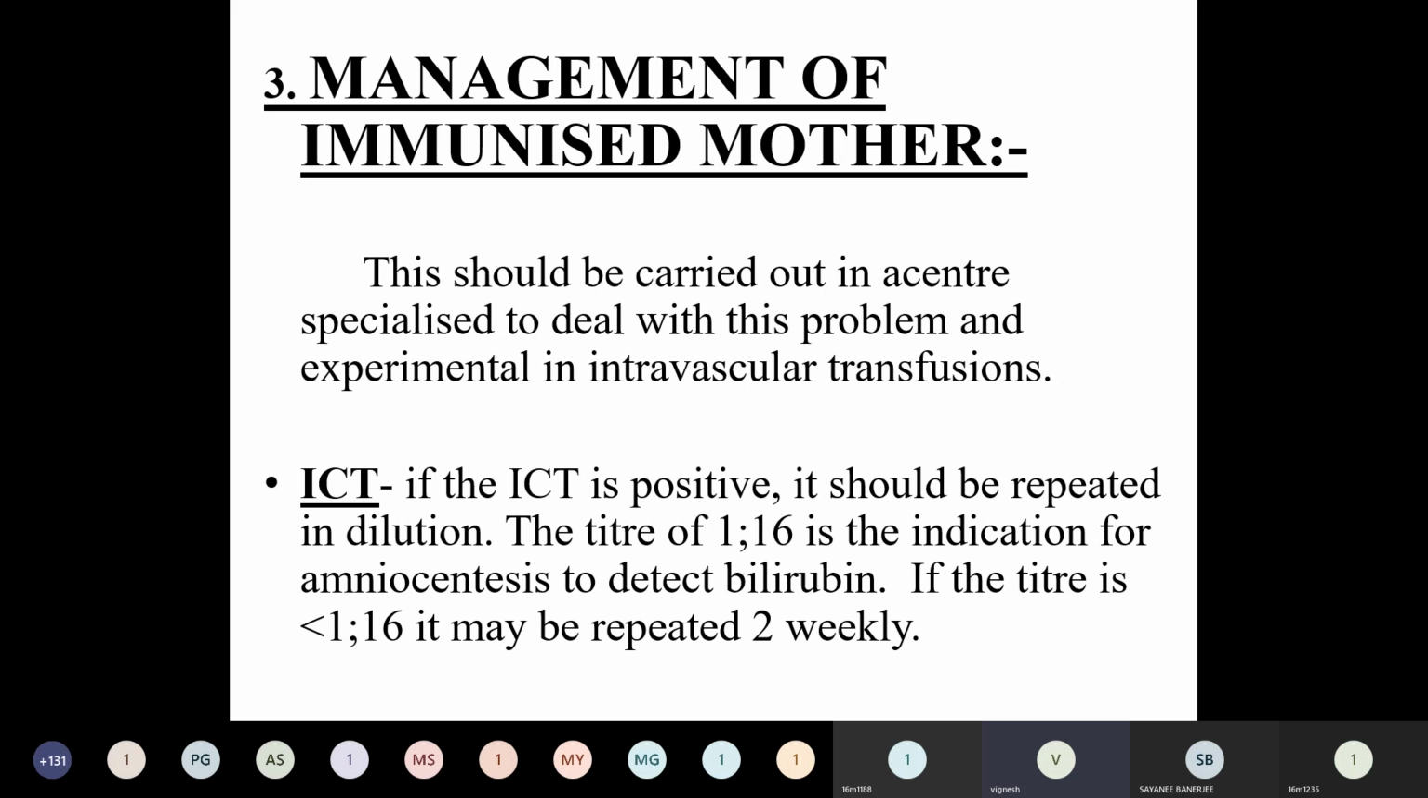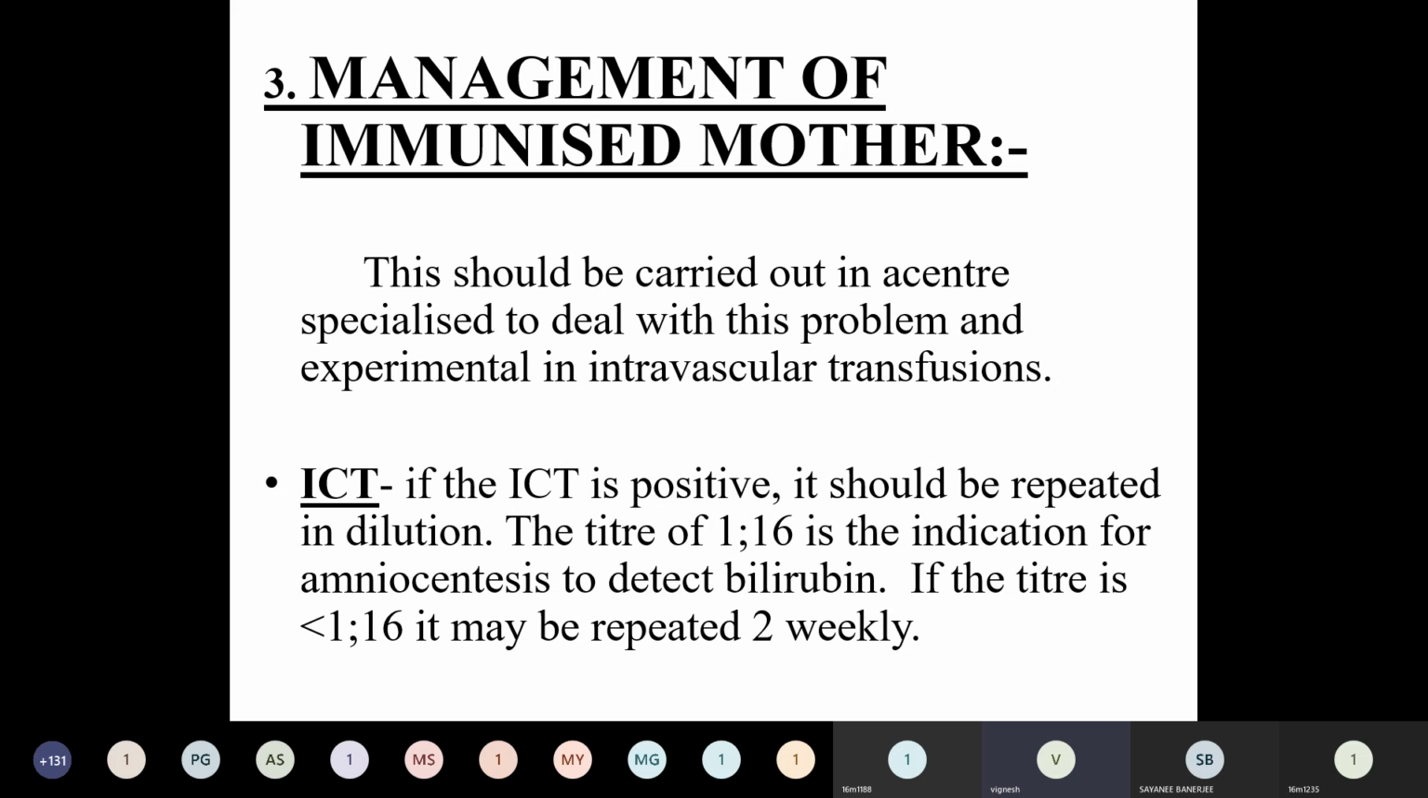Now coming to the management of the immunized mother. Whenever the ICT comes positive, you should refer the patient to a tertiary care hospital where all facilities for neonatal blood, that is in utero transfusion, and invasive procedures are available. So what is an immunized mother, I again repeat: if the ICT is positive, it indicates that the mother is immunized.